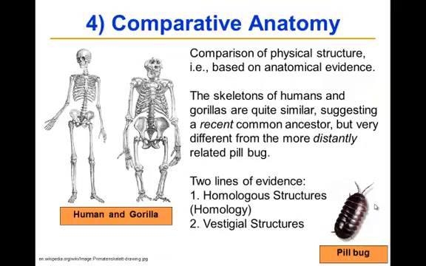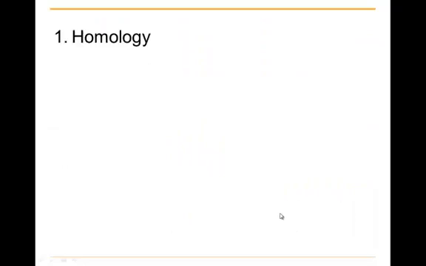We can also look at comparative anatomy. It's closely related to taxonomy because taxonomy is based on this. This is the comparison of physical structure. And so if we look at the skeletons of humans and gorillas, and here they are right here, they are quite similar, and that suggests a recent common ancestor, but they're very different from the much more distantly related pill bug, if we look at the form there. And so this is just really more of the taxonomy, only under a different name of comparative anatomy. There are two lines of evidence that fall under comparative anatomy: homologous structures or homology, and vestigial structures. We'll look at each of them in turn.